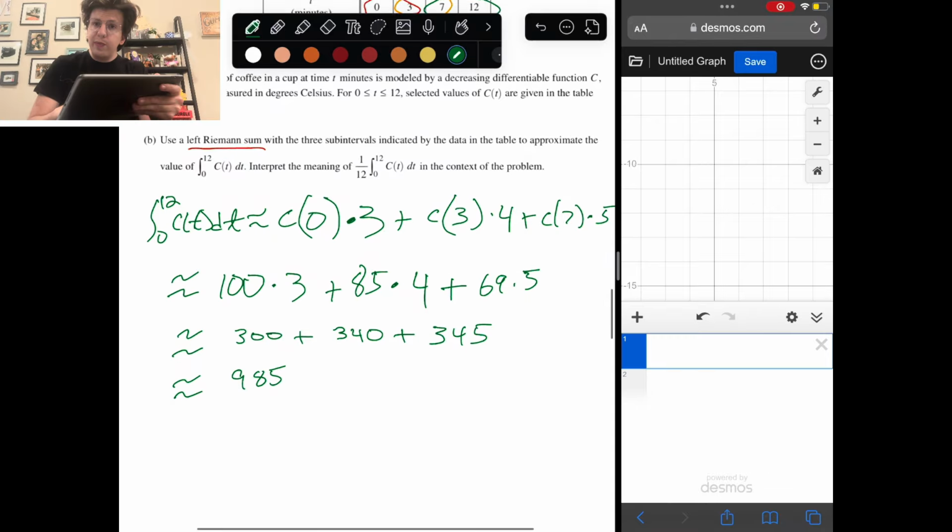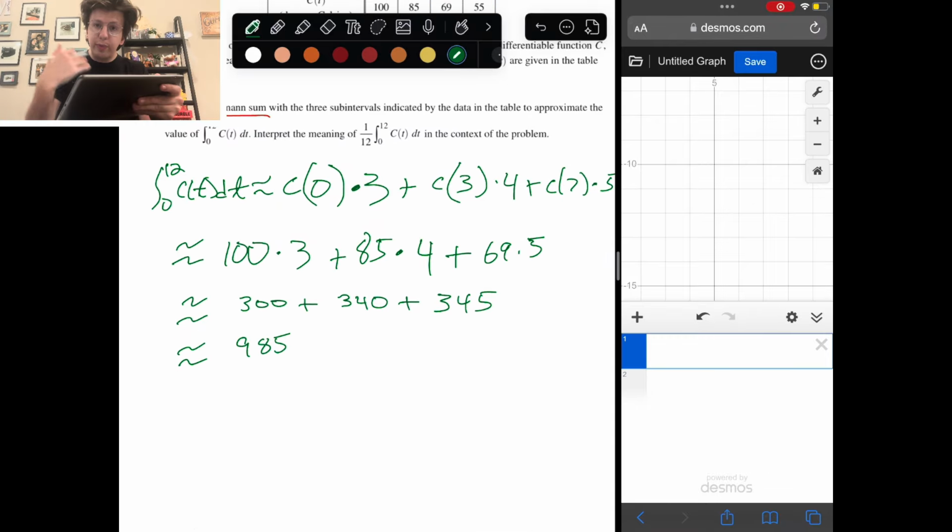Now, that's only the first bit. Now we need to interpret the meaning, aka use our words, the meaning of 1/12 of the integral of 0 to 12 of C of t dt. All right, so 1 over 12, integral 0 to 12 of C of t dt.